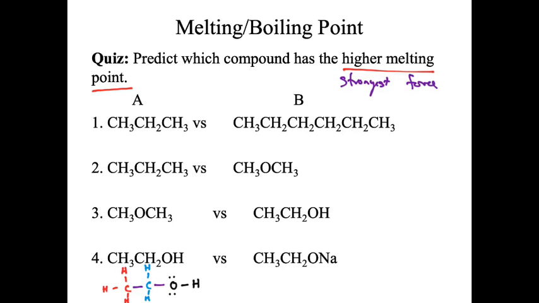Okay. So when we go through and look at that, we have, starting with red, carbon to hydrogen. What kind of bond is that? That is a non-polar covalent bond. A non-polar covalent bond results in London dispersion forces.